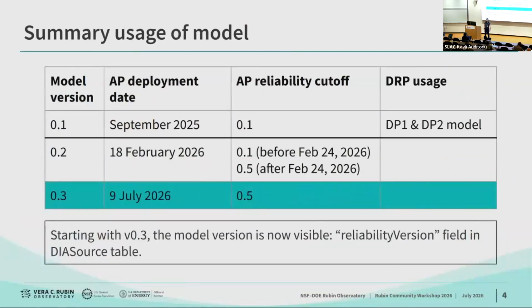This past year, we introduced several things. The first one that I want to talk about is the reliability version. The model used for DP1 and also for DP2 is version 0.1. And this year, we introduced the 0.2 and the 0.3. The 0.2 was used for the initial alerts until the beginning of July, and then the 0.3 is the one currently being used for the alerts. Also, the reliability version is now part of the DIA source table, so everybody can know which model was used.